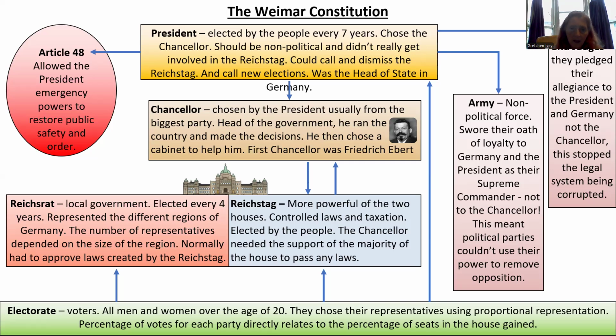Okay, now if you look at the bottom, but this has actually got upward arrows, the electorate. All men and women, I believe over the age of 21, representatives using proportional representation. You had the right to vote. Percentage of votes for each party relates to the percentage of seats in the House gained. Okay, so if your party got 17% of the vote, that was the percentage you got in Parliament. All right, very different system to the United States, which is a two-party system.